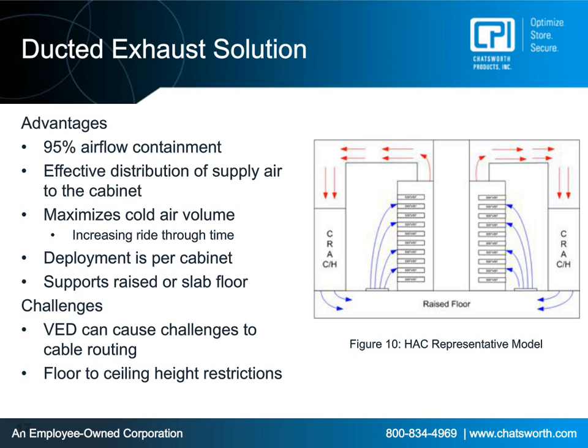The vertical exhaust duct has some challenges around cable routing. So you almost form a wall. If you put ducts right after another, like cabinets in a row, you've got to really plan out your pathway runs. And you might have some ceiling height restrictions. Your ceiling might be a little bit too high or too low, and it might not be optimal for that chimney, for that rack level containment.